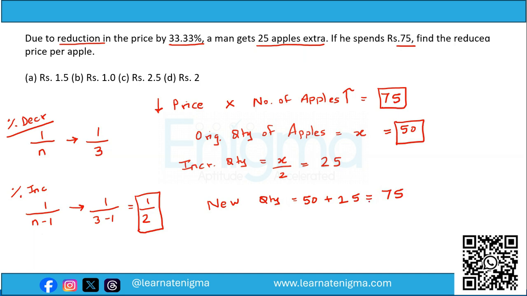Now we can easily find out the new price as well. So new price is nothing but, you can see from this equation, price is what? 75 upon number of apples. So new price will be 75 upon new quantity of apples. So that will be 75 upon 75. That is rupees 1. So that's your answer.